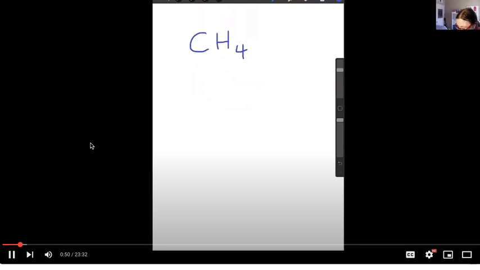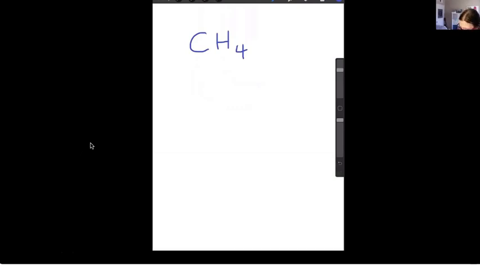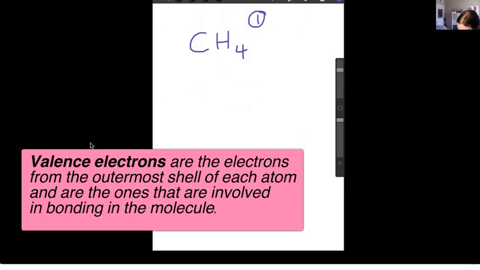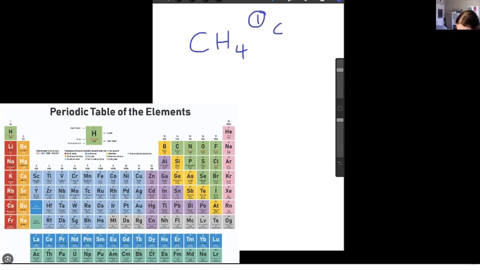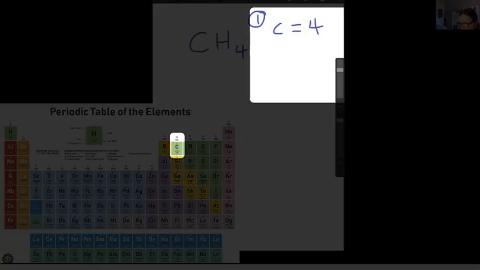Okay, so step 1 is to count the valence electrons. The valence electrons are electrons from the outermost shell of each atom that are the ones involved in bonding in the molecule. C has 4 valence electrons. You can see that when you look at the periodic table. It's in the 4th column.